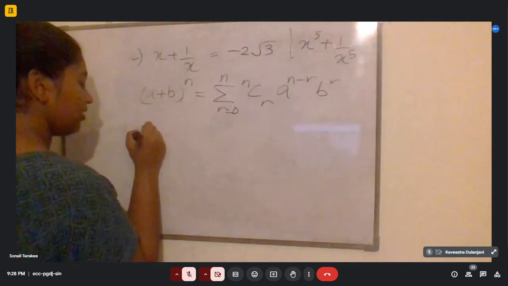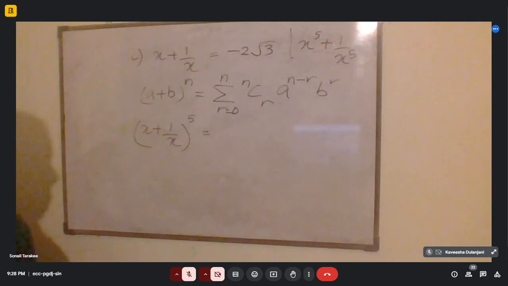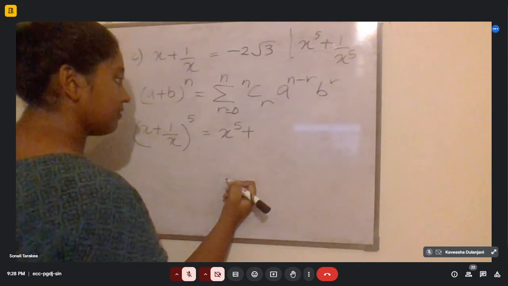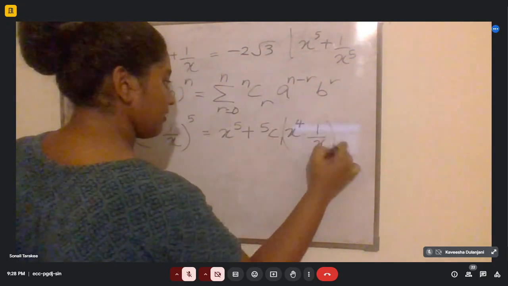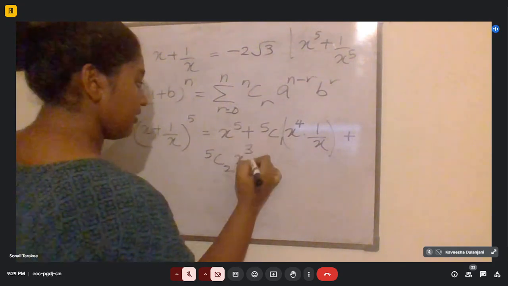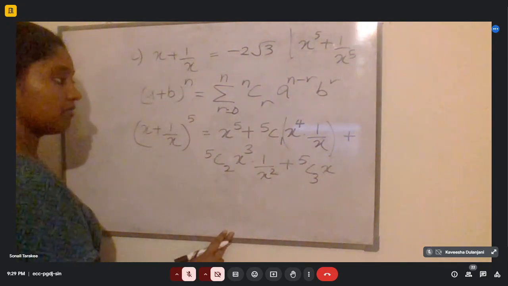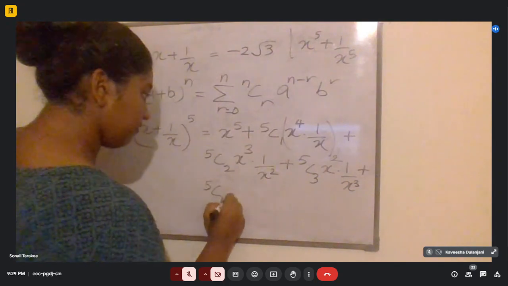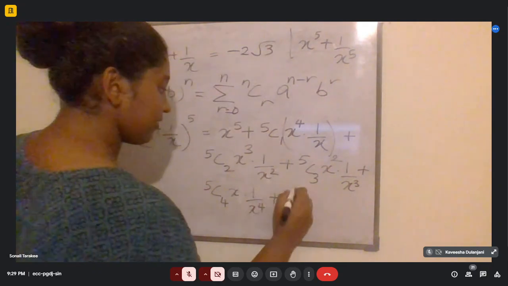According to this one, if we write x plus 1 over x to the power 5, so I'll take x to the power 5 plus 5C1 times x to the power 4 times 1 over x plus 5C2 x to the power 3 times 1 over x squared plus 5C3 x squared times 1 over x cube plus 5C4 x times 1 over x to the power 4 plus 1 over x to the power 5.